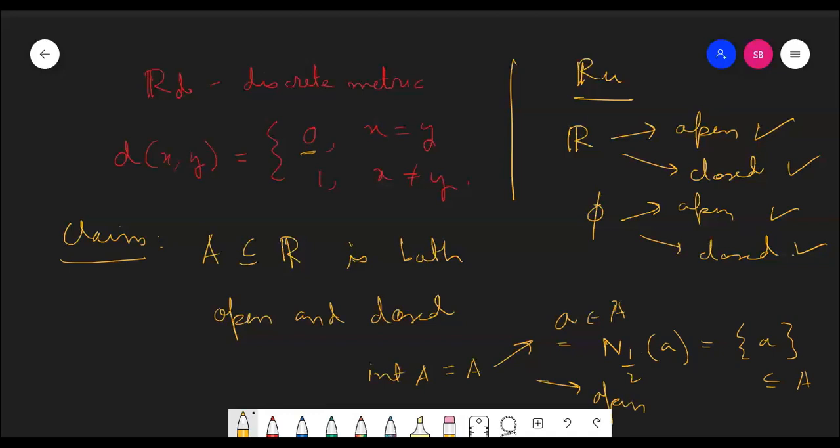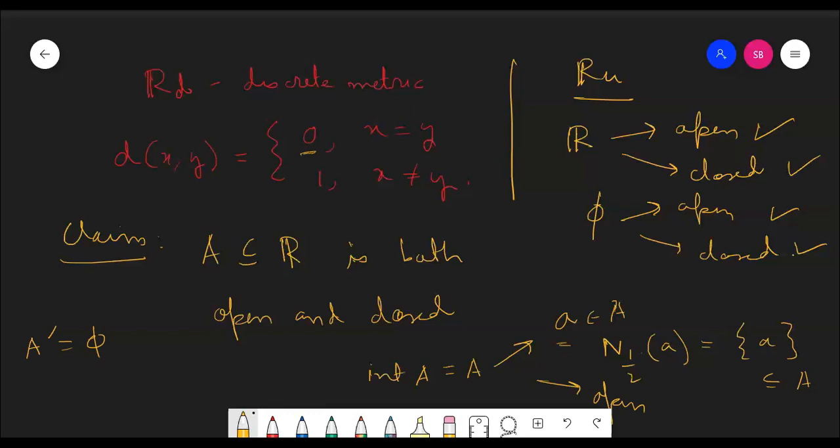Now for closed, you have to check that any limit point will be inside the set. So we can just think about A dash, the set of limit points of A. Now what is this actually? Just try to think, what is this? Okay, so this is actually phi. So there can't be any limit point of A. Right? So why can't there be any limit point of A?